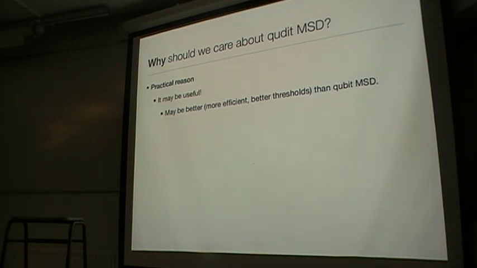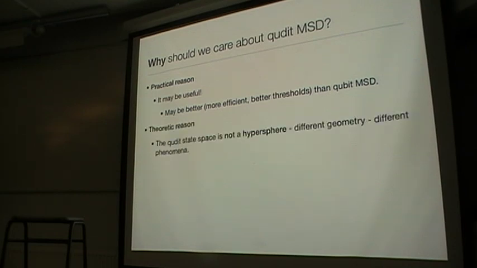Maybe in thresholds, but maybe also in terms of efficiency in reducing overheads. And also there's a theoretical reason which makes this very interesting to study, which is that the state space for qudits is very, very different to qubits. Now, I've told you that many of the formalisms we use to study qubits map across very straightforwardly, but one thing which doesn't is the Bloch sphere.